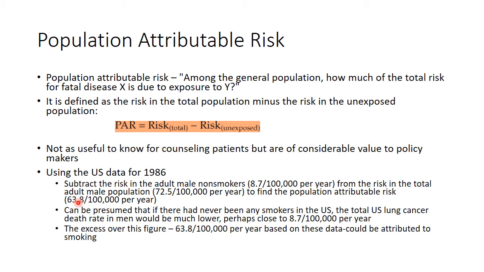So it's saying that if you take out all the people who would have died of lung cancer regardless of exposure to smoking, or those who are unexposed, I should say, you have this many people left over. This is the additional number of people over that 8.7 who are dying just due to smoking, essentially, or at least that's what you're postulating. And so when looking at that, you can say, well, this is a pretty big number.